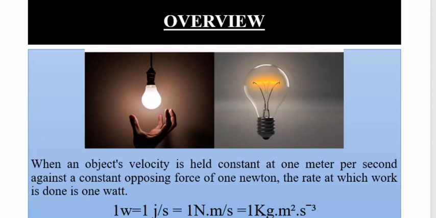Overview. When an object's velocity is held constant at 1 meter per second against a constant opposing force of 1 Newton, the rate at which work is done is 1 watt. The 1 watt is basically defined as work done per unit time. In 1 unit of time, how much work is done is known as 1 watt. Its unit is 1 joule per second, and it can also be written as Newton meter per second, and as kilogram meter squared per second cubed.